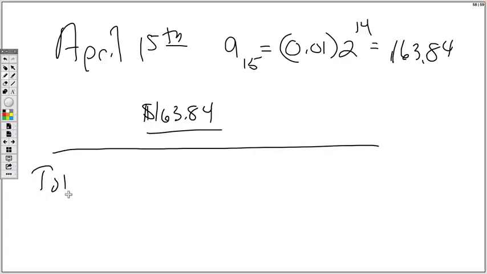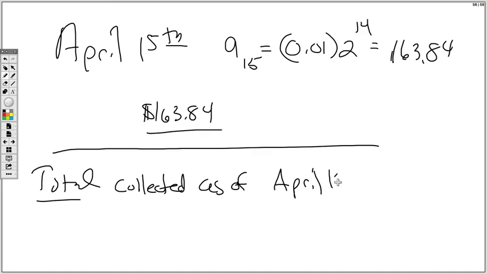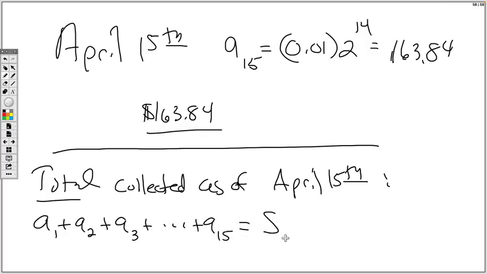If we want the total collected as of April 15th, that's the partial sum. You follow? Because that's how much I got on the first day, plus the second day, plus the third day, all the way up to April 15th. So that would be S15. You follow? And I have a formula for S15.